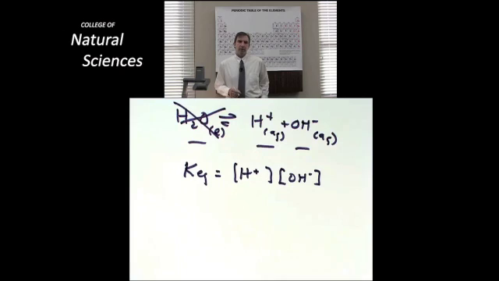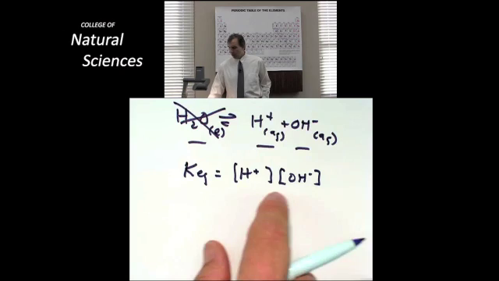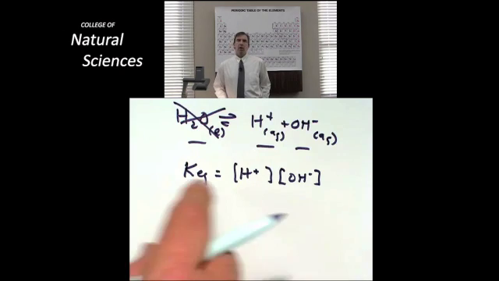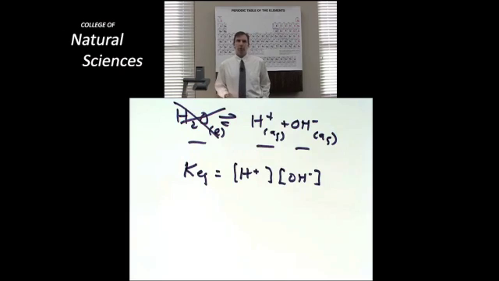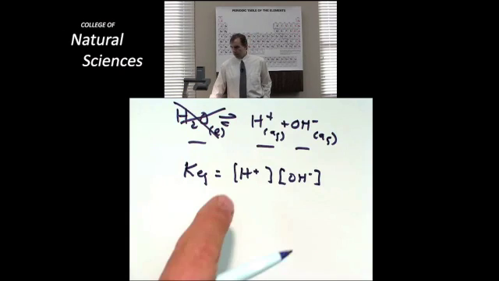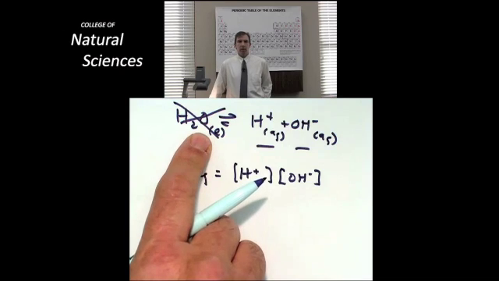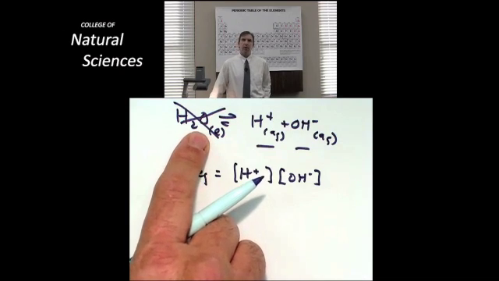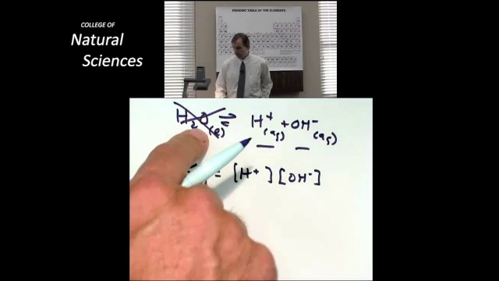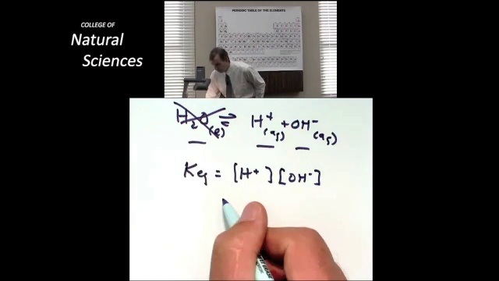The reason for this is that we only include in our equilibrium expressions those terms which are capable of changing. It turns out that pure liquids, like water in this particular case, have a constant concentration. You can figure out that constant concentration, and we'll do this later on.